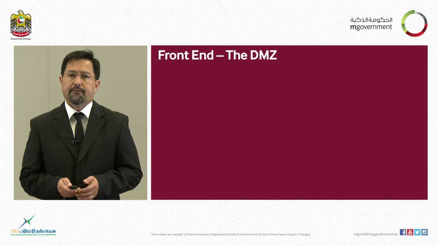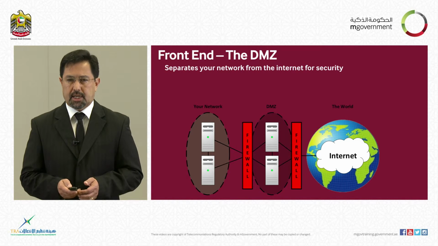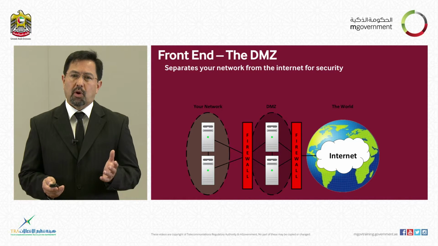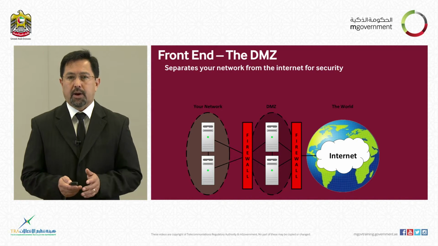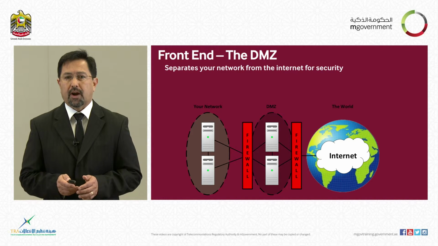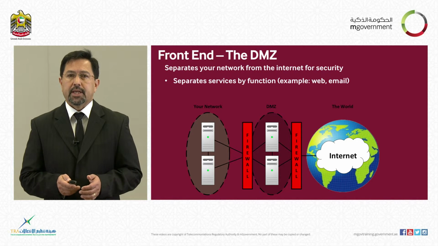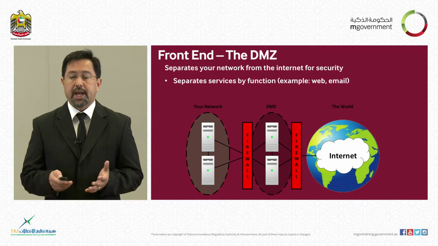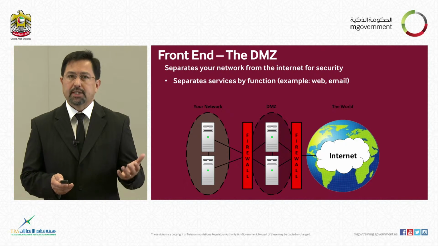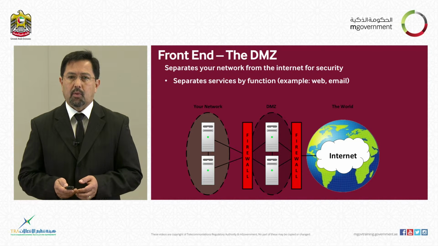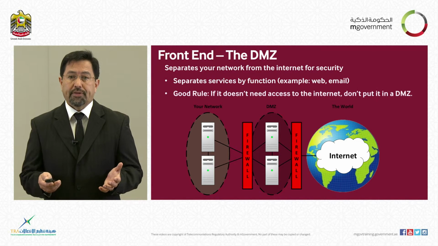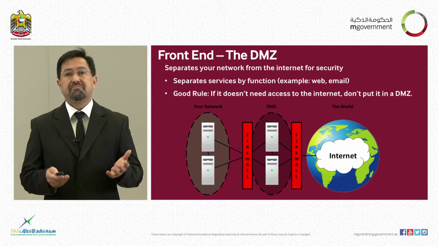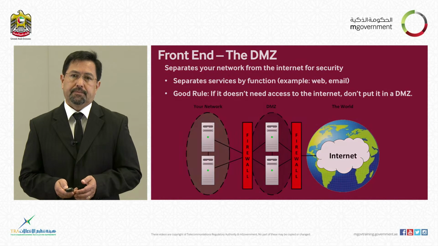Another aspect of the front end is the DMZ, very well known as a designation of two firewalls, which is typically how it's configured. One is outward facing to the internet, and the other is inward facing toward protecting the network. And sandwiched in between the two firewalls is where you see the web servers that are communicating outbound to the internet, but also getting some traffic in some cases from the inside of your network. Good rule of thumb: if it doesn't need access to the internet, don't put it in the DMZ.